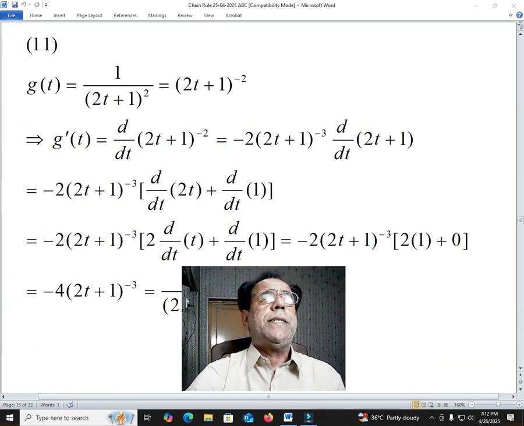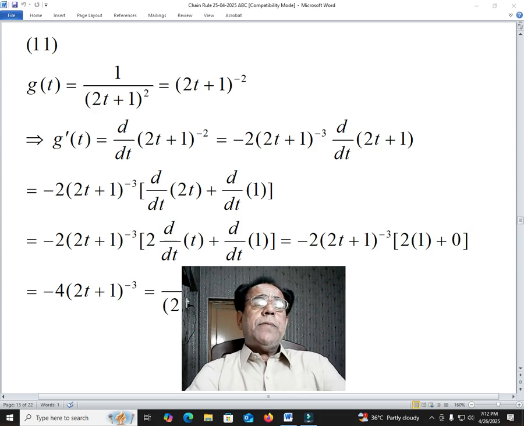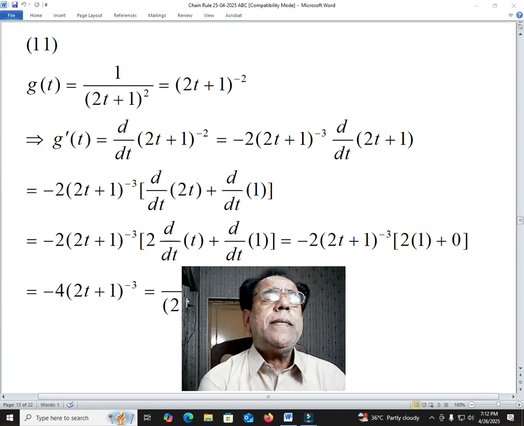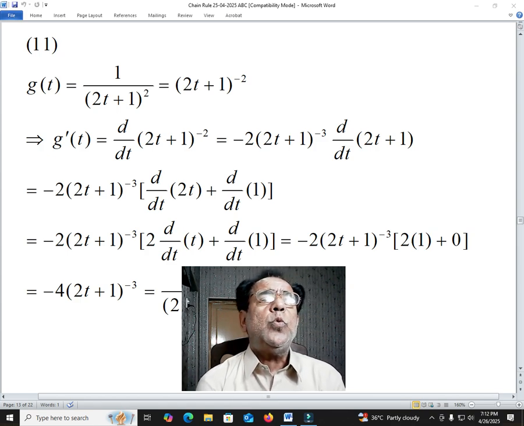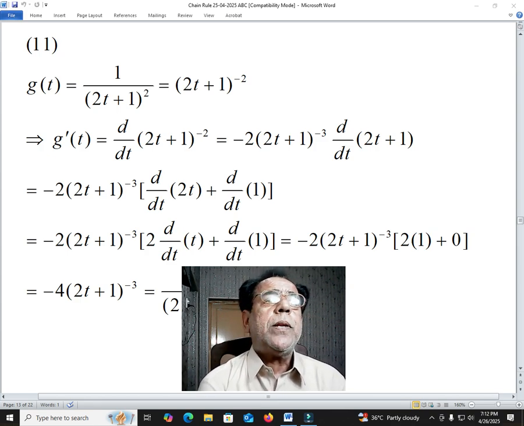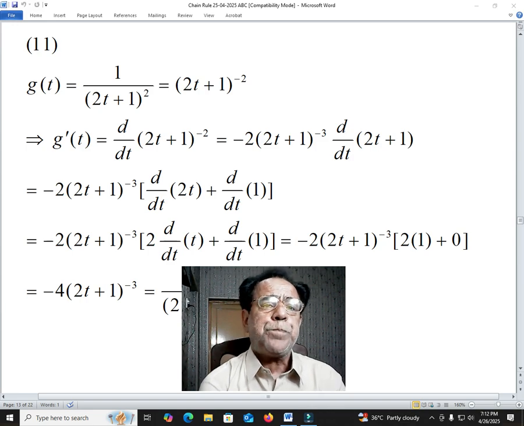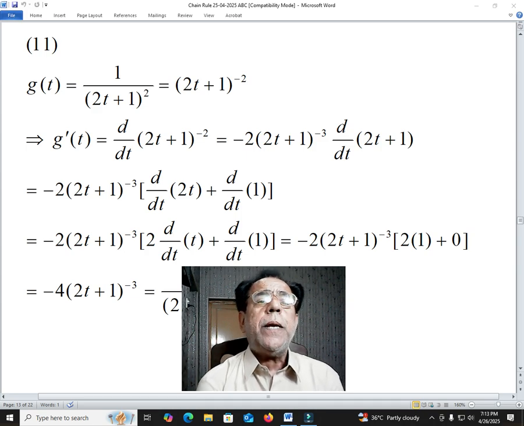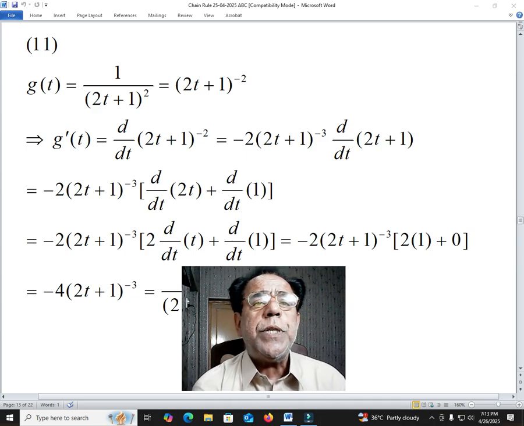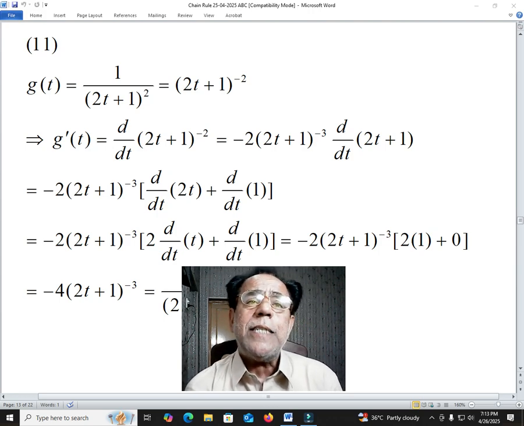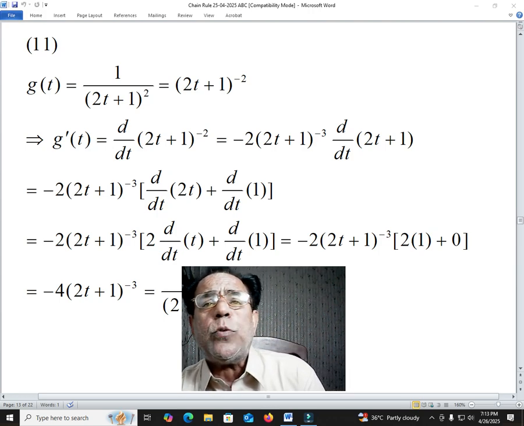Problem number 11, g(t) equal to this will be equal to power minus, because power 2 is in the denominator, when shifted to numerator it will become minus 1. Now we are going to differentiate it with respect to t, because g is a function of t. So applying chain rule together with the power rule, it will become minus 2 into (2t + 1) raised to minus 2 minus 1, that is minus 3, into d over dt (2t + 1).